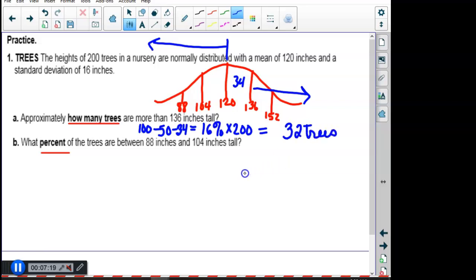32 trees. Now it says what percent, so we don't have to do that extra step, are between 88 and 104. So it wants this little tiny piece. If this was the mean, this was 34, and then what is the next little section on your sheet say? 13.5. And that's all they wanted was a percent. So far, so good?